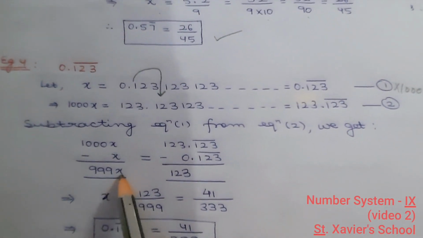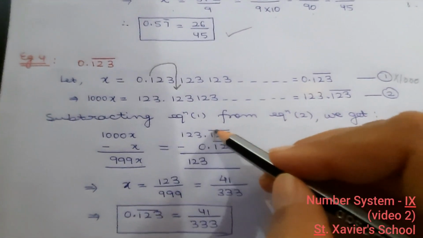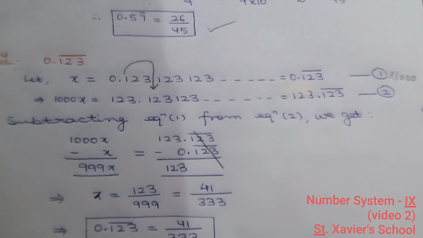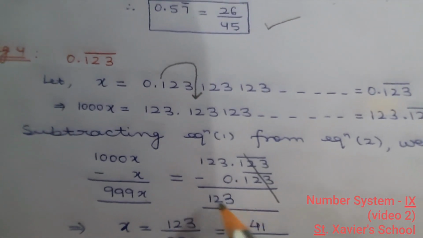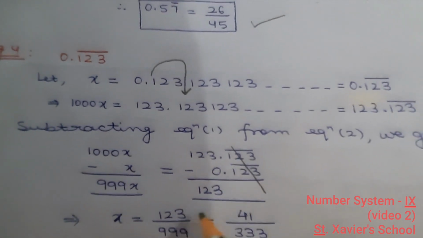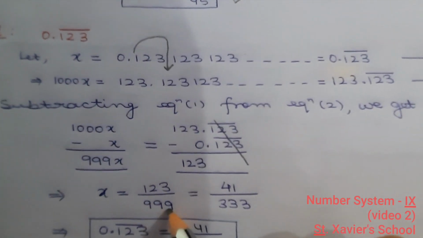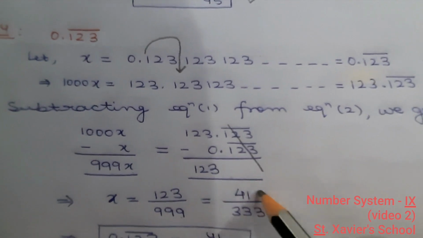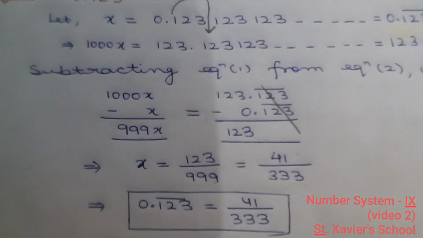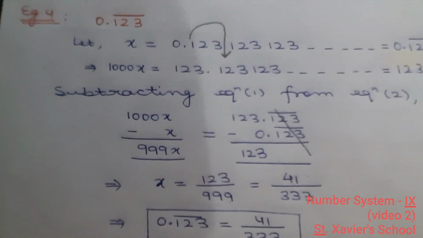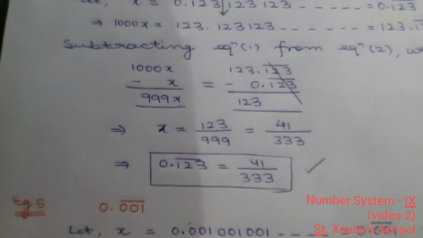This is 999x. Now this 0.123 bar and 123 bar will get cancelled. We will be left with 123. So x is 123 upon 999. They can be divided by 3. So in simpler form, we get 41 upon 333. So we get 0.123 bar is equal to 41 upon 333.